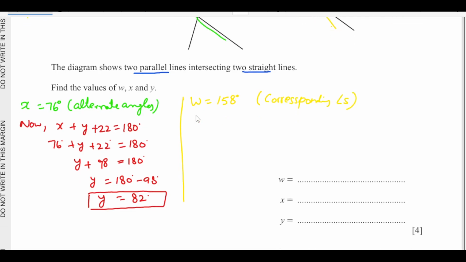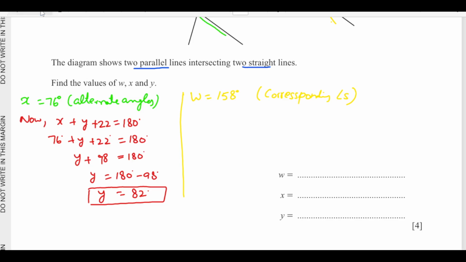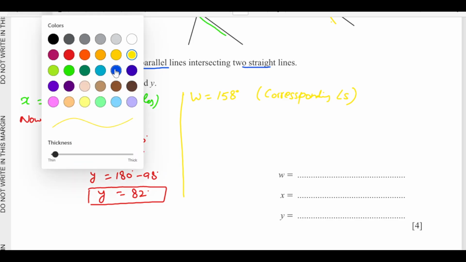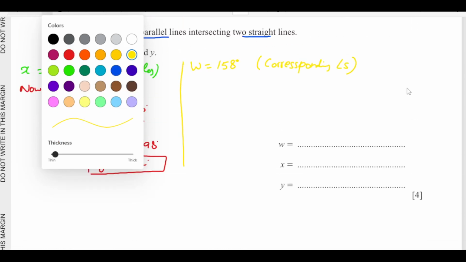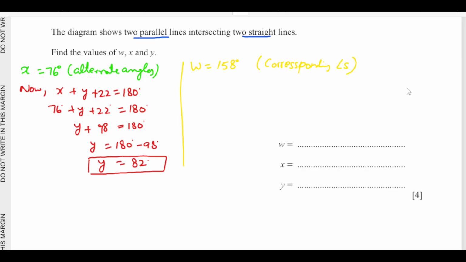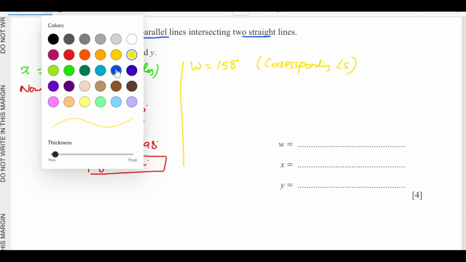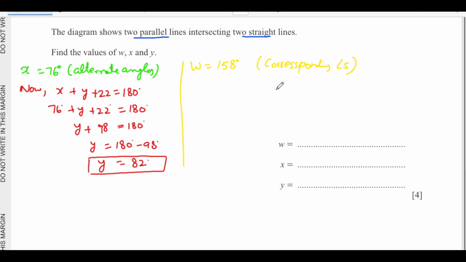We will write down the answer in the space that is provided to us. So w is 158, x is 76 and y is 82.